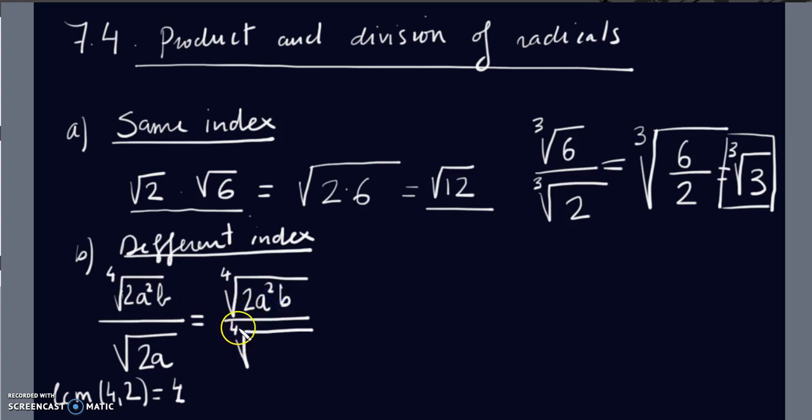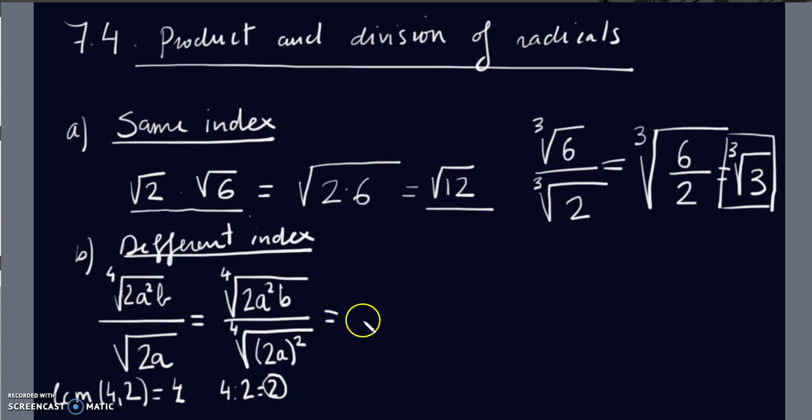But in the denominator, the radical is different, because this is the fourth root and this was the square root. So what I have to do is divide 4 by 2. 4 divided by 2 is 2. So this number 2 is going to be the exponent of the factors inside the radical. Don't forget that you have to raise everything to the power of 2.